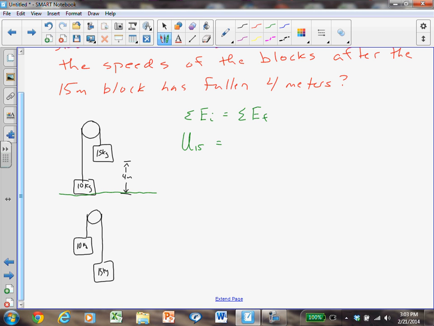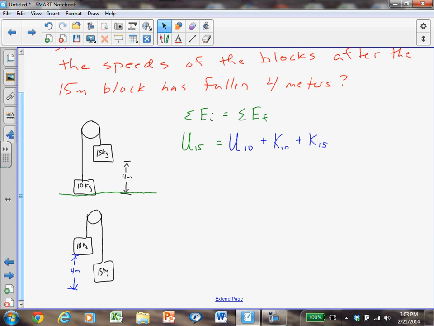We can see that it's going to equal the now 4 meter up 10 kilogram block. So the potential energy is that. Okay? That's after. There's no potential energy of the 15 kilogram block left, but they both have kinetic energy, so there'll be a K10 and a K15 because both the blocks will be moving. So that total energy initially, the potential energy of the 15 kilogram block, must equal all three of these after.